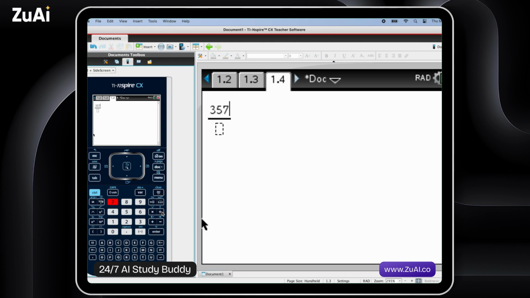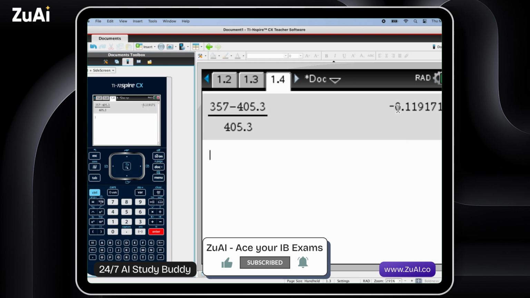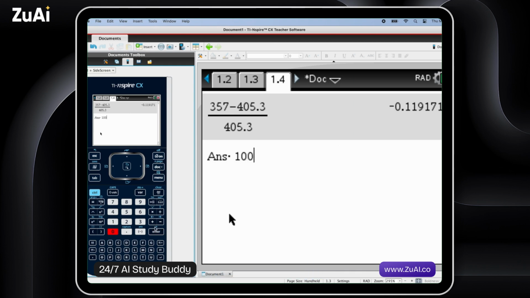357 minus 405.3 over 405.3. And this actually is going to give us a negative. It's giving it to us as a decimal. Let's multiply by 100. And we'll press enter here. And so we have 11.9%. Remember, we don't want any negatives. The absolute value takes away the negative for us. We don't want to deal with any kind of negatives. So we just have 11.9%.